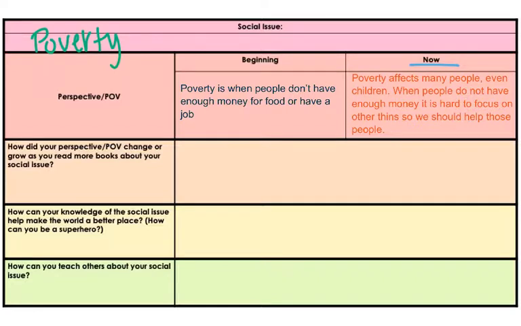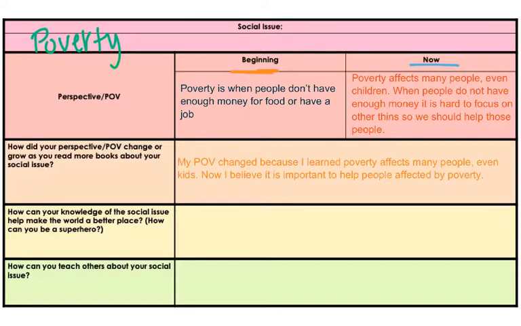This one is how did your perspective or your point of view, remember that's like opinion, change or grow as you read more about your social issue? Well, I think it's changed. We can see it from the beginning right here to now. So my point of view has changed because I learned that it affects a lot of people, even kids. I never thought of that. And so now I believe it is important to help people affected by poverty.